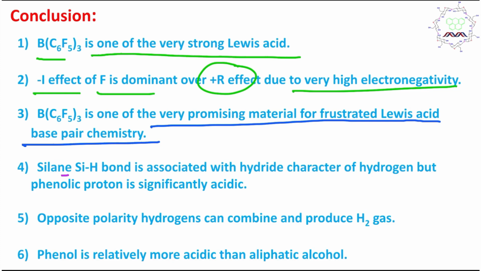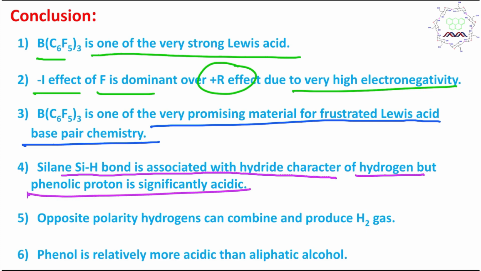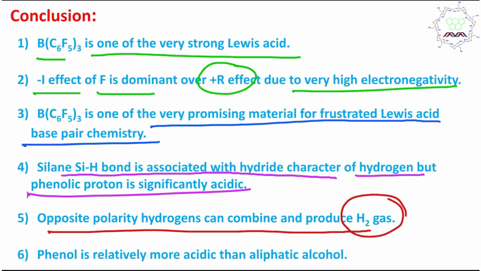In silane, the silicon-hydrogen bond is associated with hydride character of the hydrogen, but the phenolic proton is significantly acidic, meaning opposite polarity. So these opposite polarity hydrogens can combine and produce H2 gas. And the last one is that phenol is relatively more acidic than aliphatic alcohol because of the presence of the aromatic ring, which helps to delocalize or stabilize the conjugate base, the phenoxide or oxide anion.